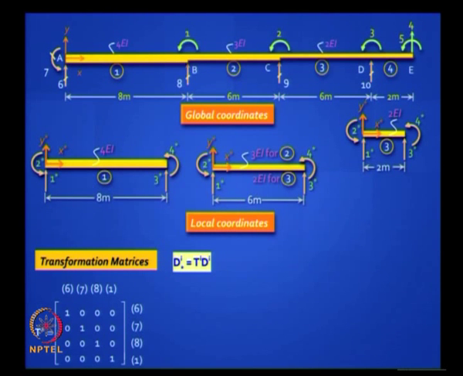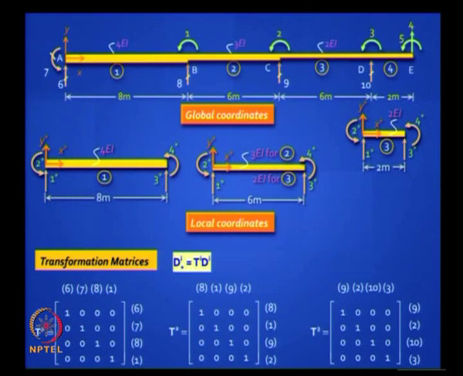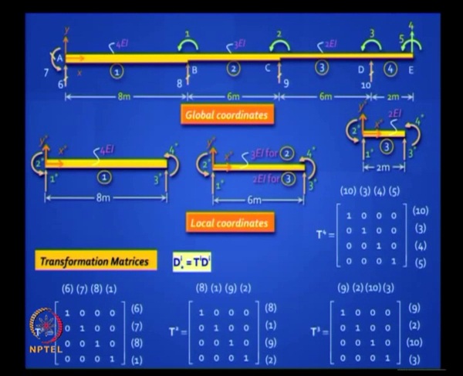So it is very easy. This is the first element. For the second element 8, 1, 9, 2. For the third element 9, 2, 10, 3, and for the fourth element 10, 3, 4, 5, that is it. Very easy, got it.